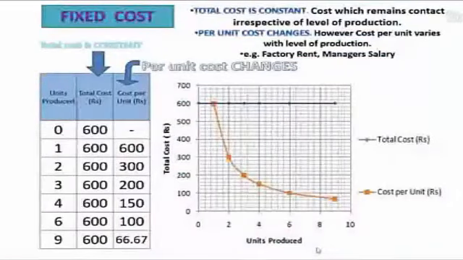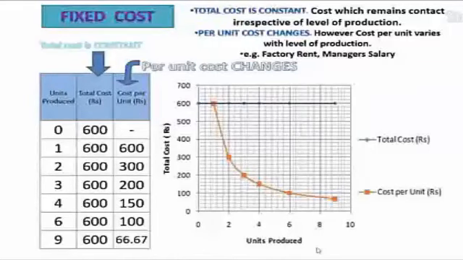You can see on the left hand side in a table the number of units produced are given. Then next column is total cost and next column is cost per unit. If you look at the total cost, whether you manufacture 0 unit, 1 unit, 2 units or 9 units, your total cost is 600 rupees. So that cost remains constant irrespective of production level. Once again I repeat, total cost remains constant irrespective of production level, that does not change.